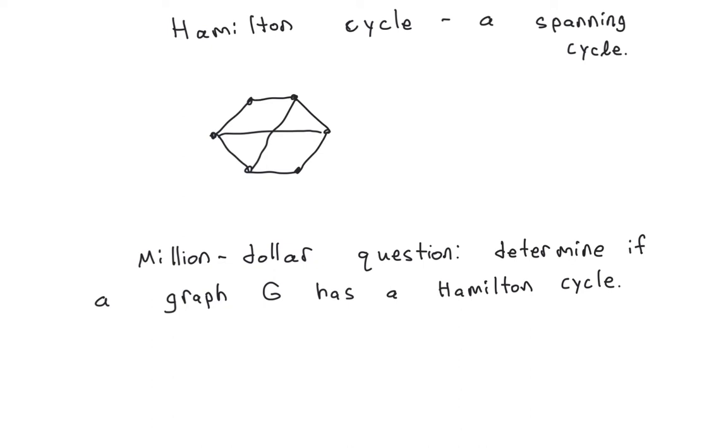We don't have an if and only if result for Hamilton cycles. And so it's actually a $1 million question. Determine if a graph G has a Hamilton cycle. And as in, if you find an algorithm that can tell whether a graph G has a Hamilton cycle that runs quickly, you'll be a millionaire.